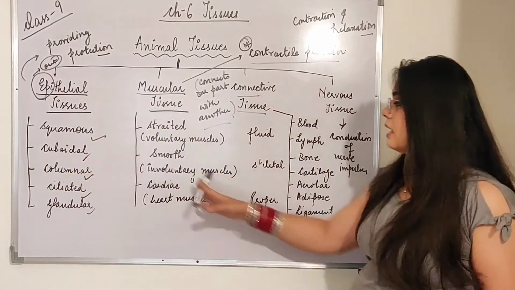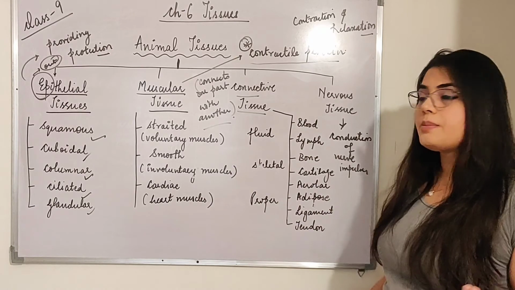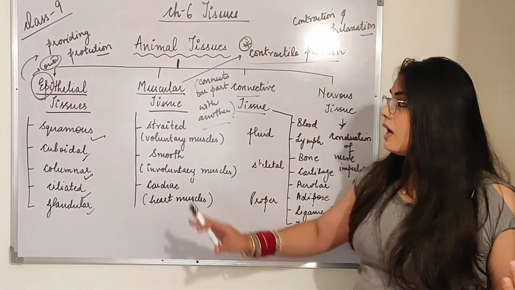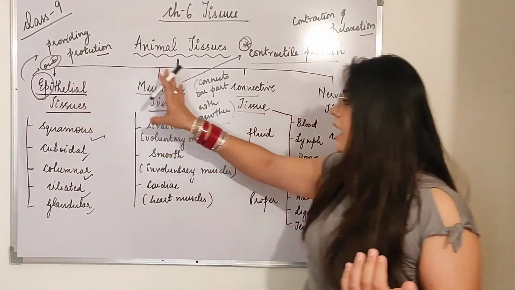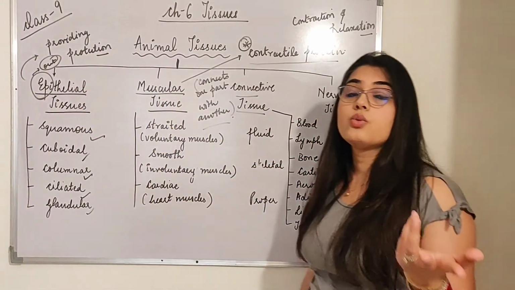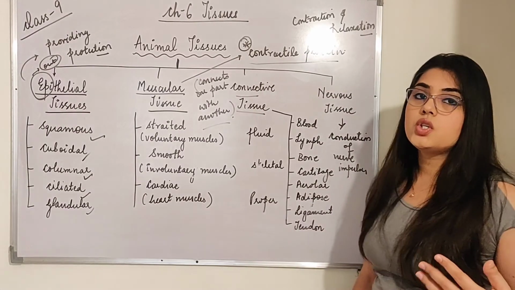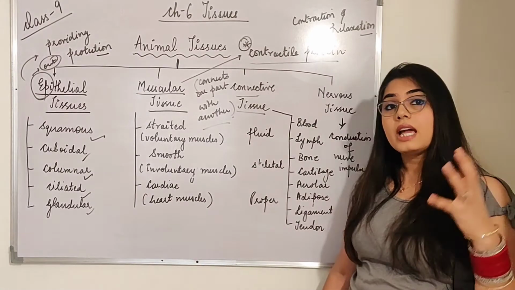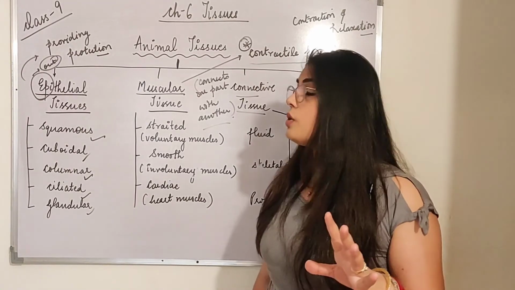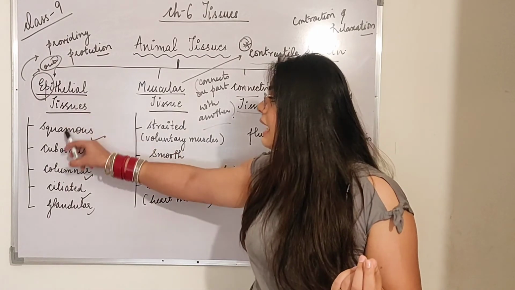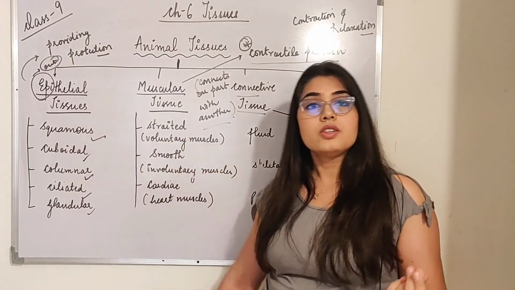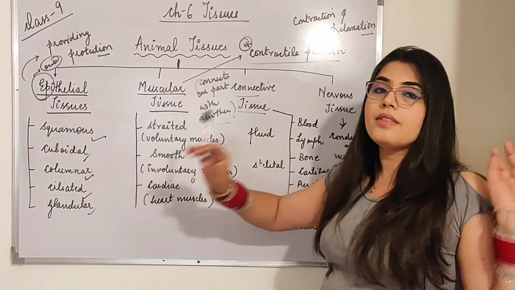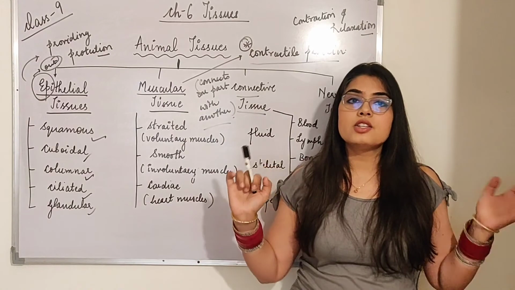Now for these parts, I will be making a separate video to explain each and every part in detail. But right now in this video we have studied what the parts are: epithelial tissue, muscular tissue, connective tissue, nervous tissue. You now know the major function and the types. So in the next video we will be moving forward with the detailed part of our epithelial tissue. Part-wise we will be covering all the animal tissues in detail, and then we will lean to the finishing of this chapter.